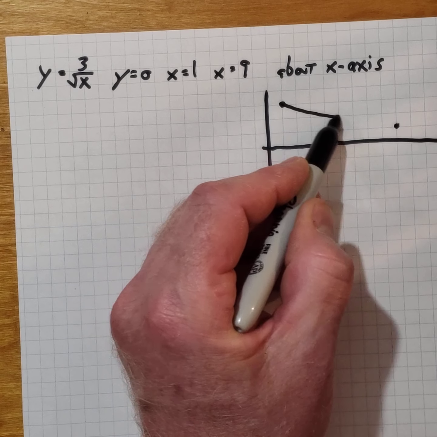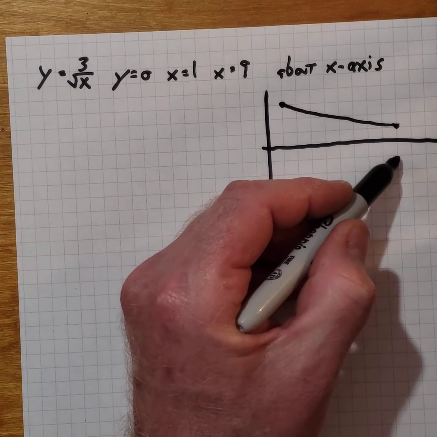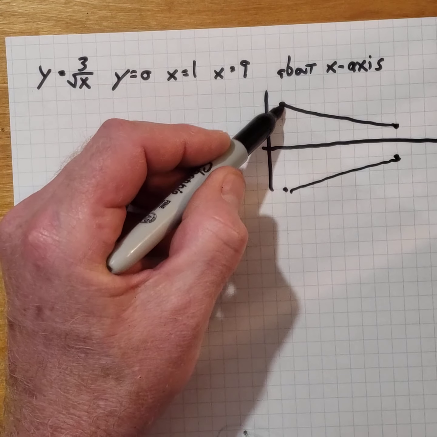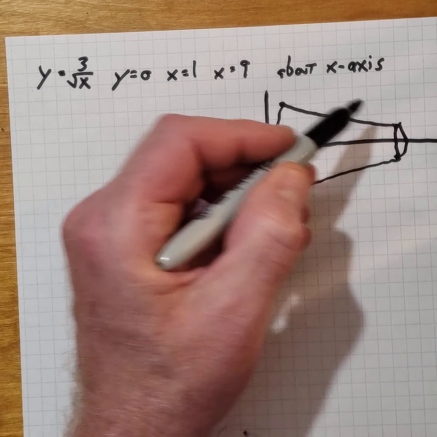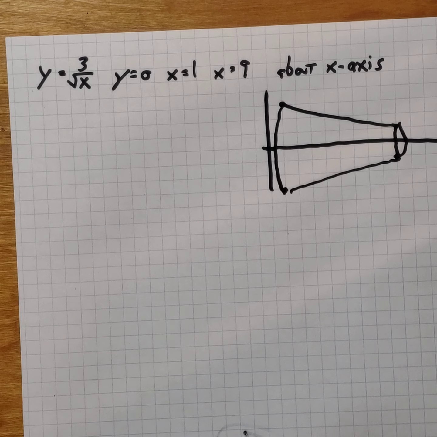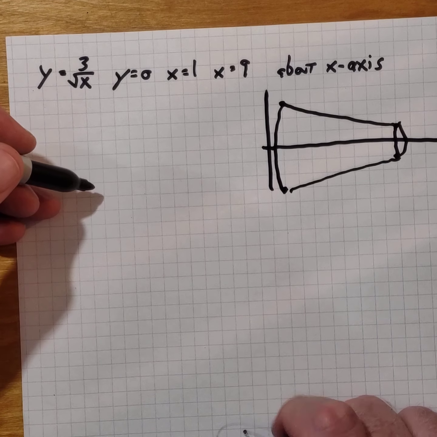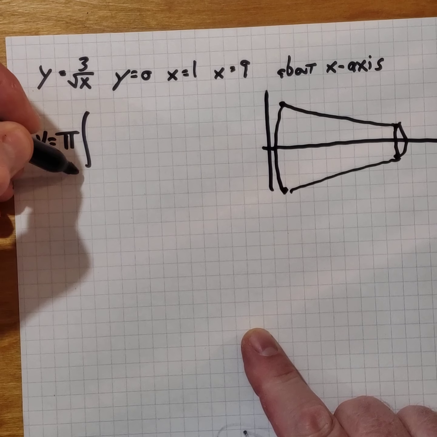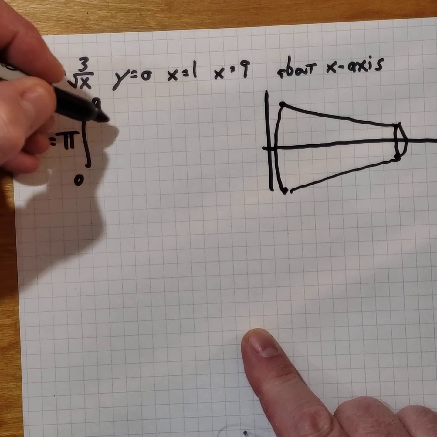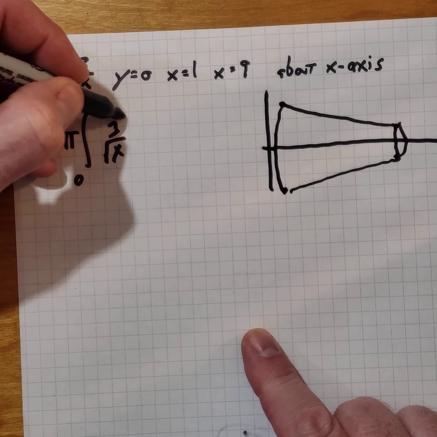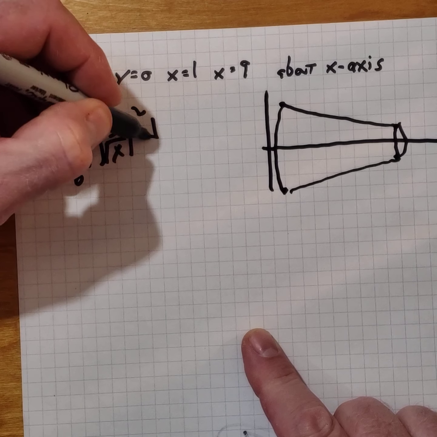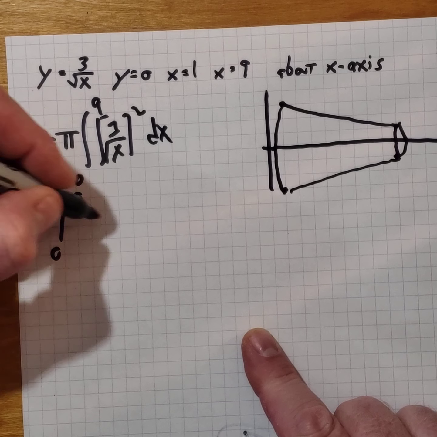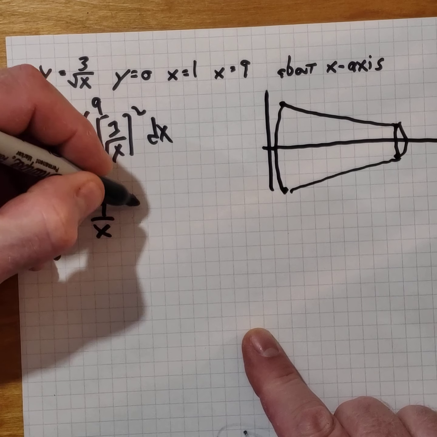So it's going to be some sort of a decreasing curve like that. If we rotate that about the x-axis, we're going to get some sort of a sideways volcano-looking thing. And the volume of that is going to be pi times the integral from 0 to 9 of 3 over the square root of x squared dx. Or pi from 0 to 9, 9 over x dx.